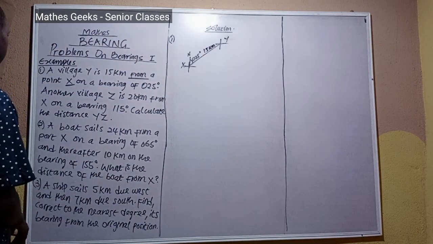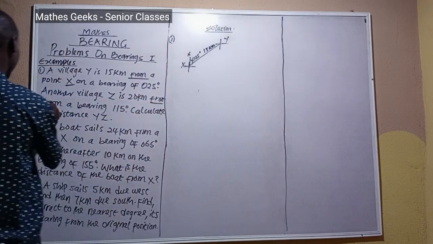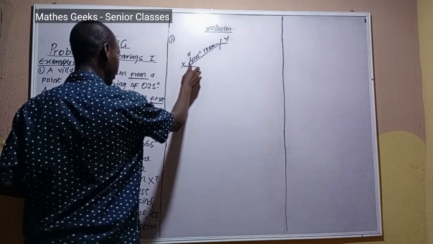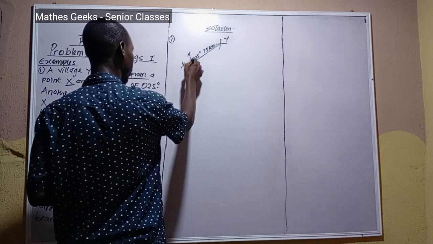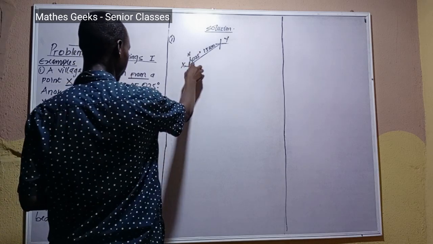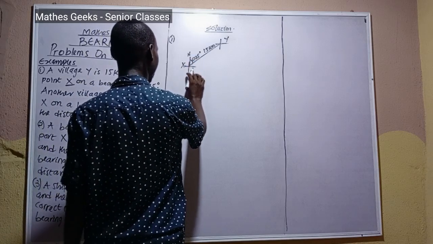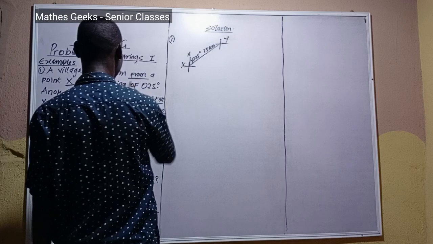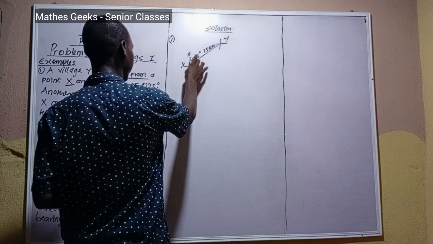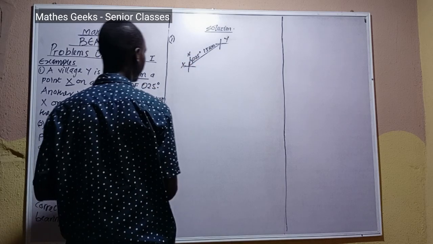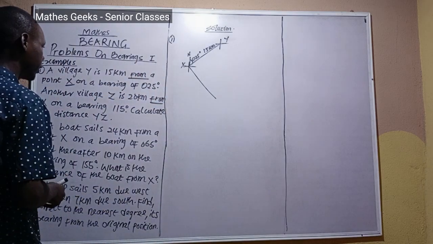Then it says that another village Z is 20 kilometers from X. Take note of the word from again. So it is still from X, on a bearing of 115 degrees. Remember this is a 3-digit bearing. So from the north, 115 degrees would be in the second quadrant, because in the other video I explained how quadrants work on bearing. This is the first, this is the second, this is the third, and this is the fourth. So 115 is here, and the distance is 20 kilometers.